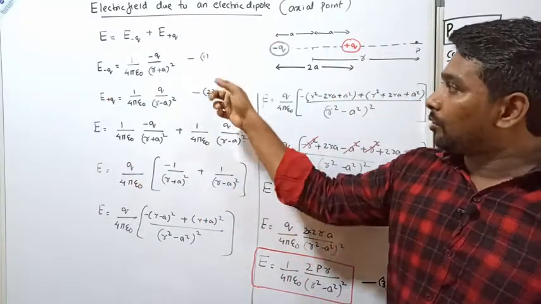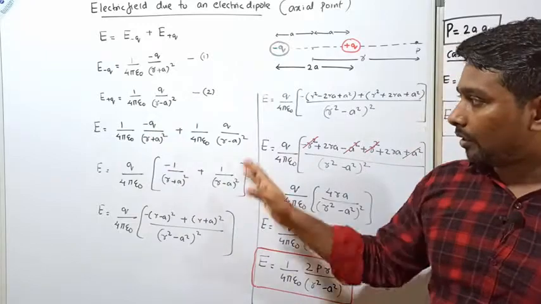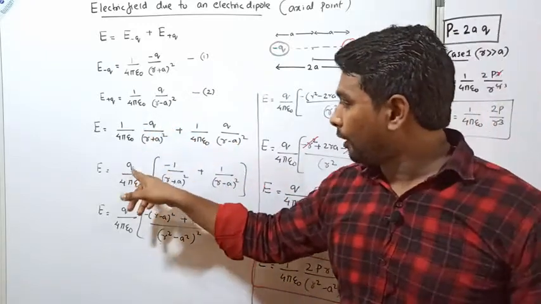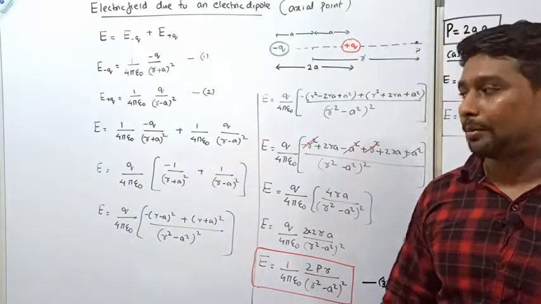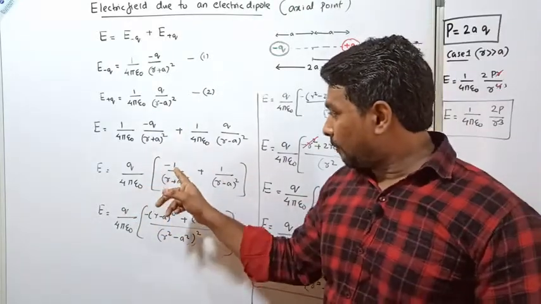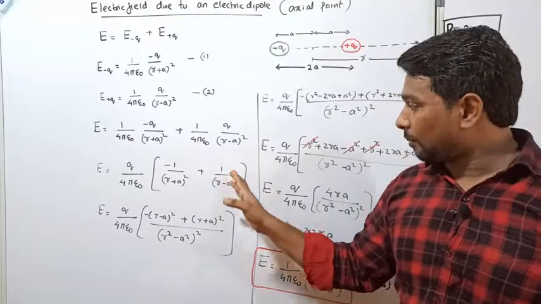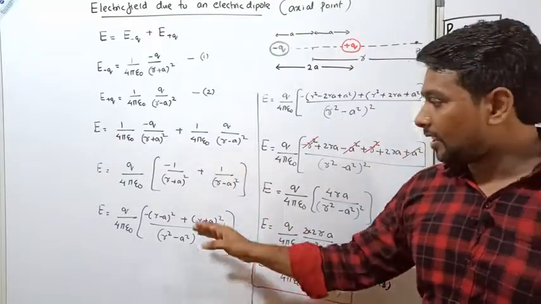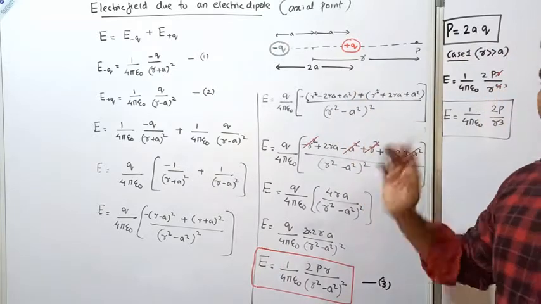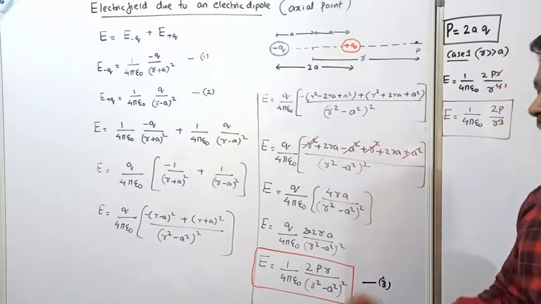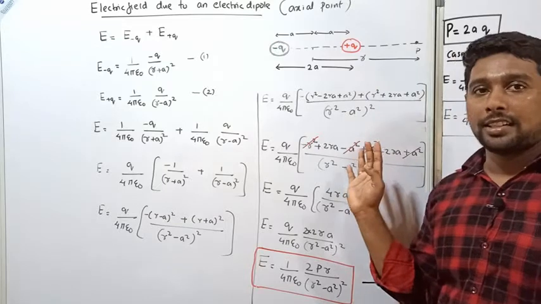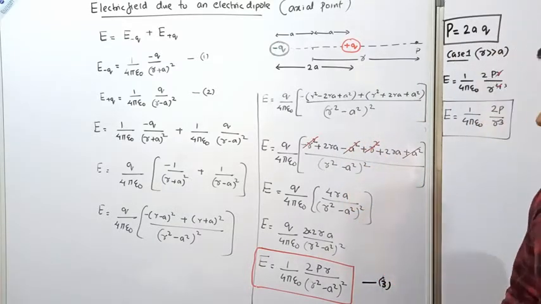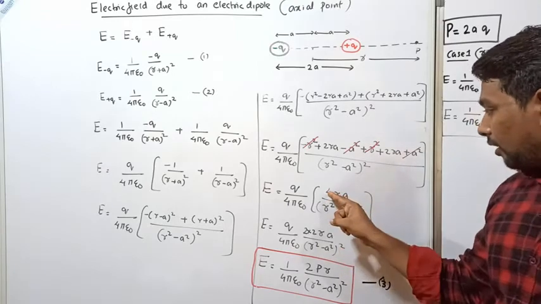And when you add up these two equations, you find that there are some similar terms like Q by 4 pi epsilon 0. That means Q by 4 pi epsilon 0 times minus 1 by r plus a the whole square plus 1 by r minus a the whole square. Then you cross multiply it. When we expand the terms, you can cancel some terms, and from here you get 4aq.